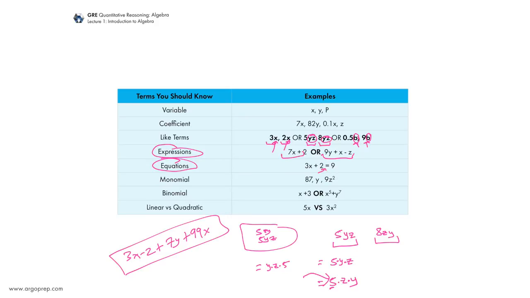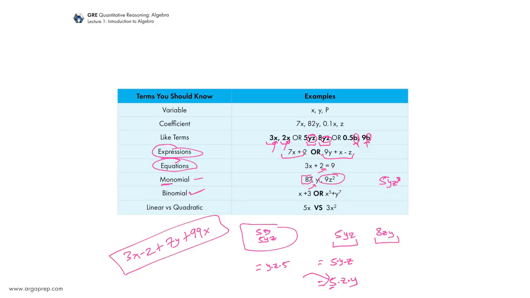Now, how about a monomial versus a binomial term? Mono meaning one. This is a singular term, so the number 87 itself, it's just a single term over here. y, I'm just giving you 3 different examples here. This is a single term. 9z squared would be a single term. 5yz cubed would be a single term as well.